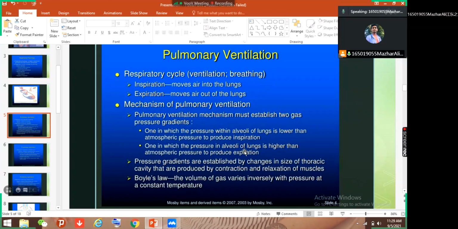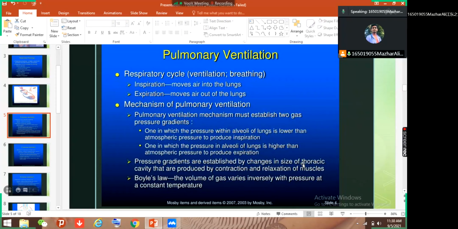But if alveolar pressure is more than the atmospheric pressure, so what will you produce? Expiration. So this is how ventilation goes on, how normal physiology works. Pressure gradients are established by changes in the size of the thoracic cavity that are produced by contraction and relaxation of muscle. That's a very important line, that's how pulmonary ventilation happens.